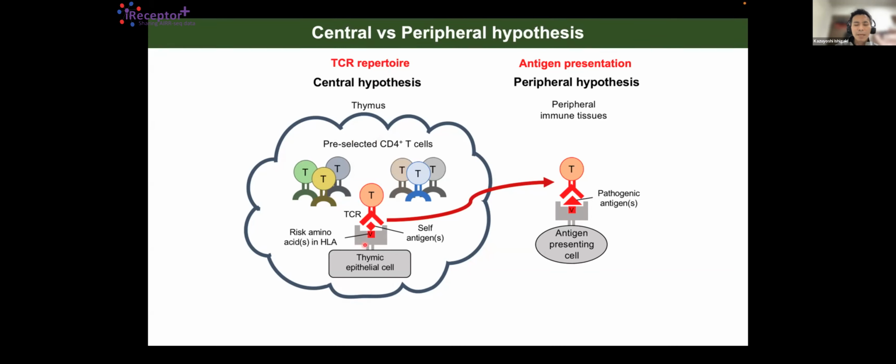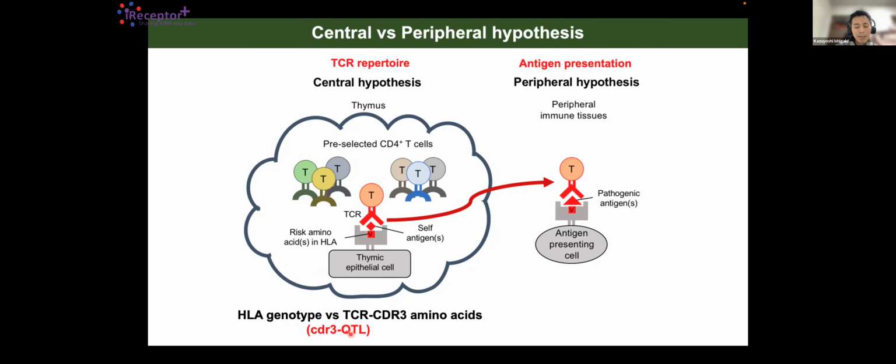So basically, HLA risk amino acids can influence T cell selection in the thymus and can select some specific TCRs which will induce autoimmunity. And actually, this hypothesis is not well studied, especially in terms of genetics. So we decided to ask whether this central hypothesis is reasonable in genetic association. What we conducted is a test of association between HLA genotypes and TCR CDR3 amino acid composition, and we named it the CDR3 QTL.